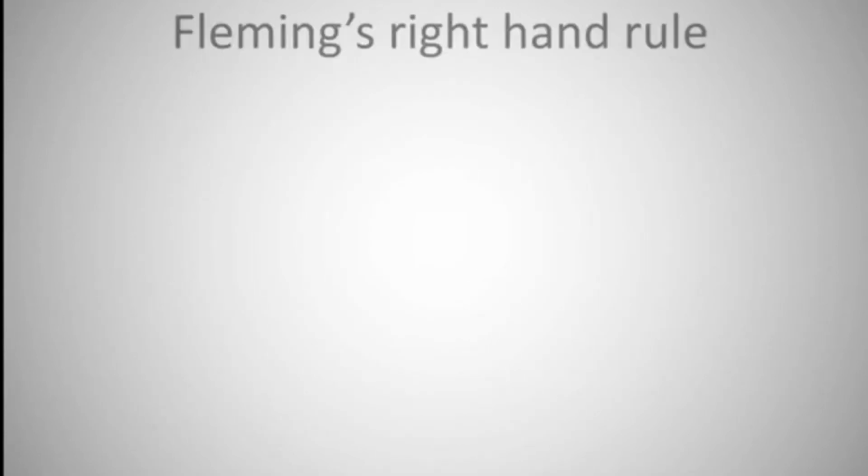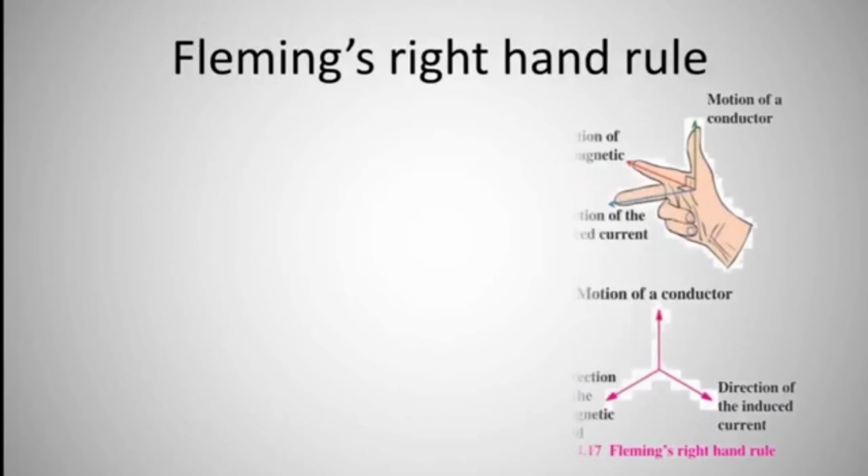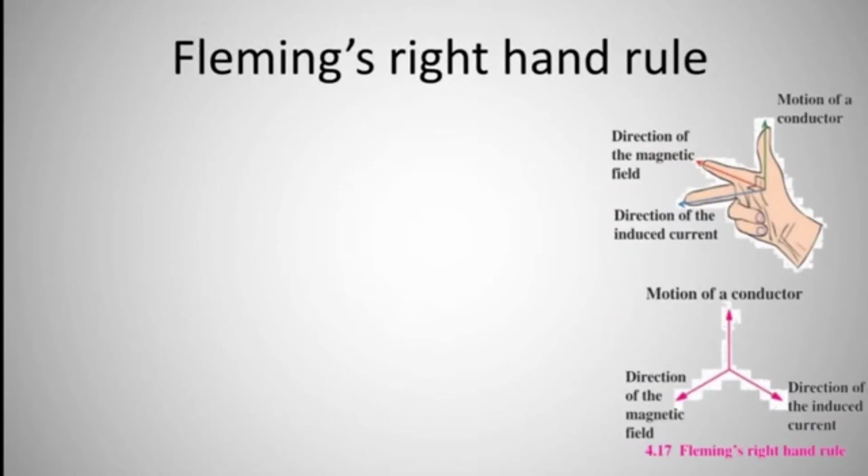Fleming's right hand thumb rule. We have learnt just now about induced current. So, when do you think the induced current in an electrical conductor such as a coil will be maximum? It will be maximum when the direction of motion of the electric conductor is perpendicular to the magnetic field. In order to show the direction of the induced current, Fleming's right hand rule is very useful.